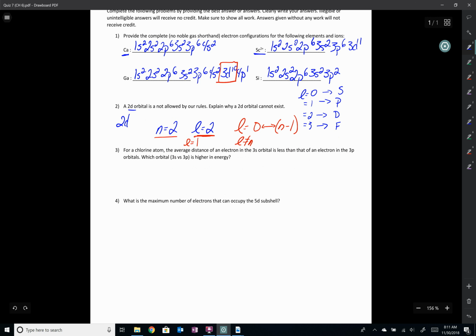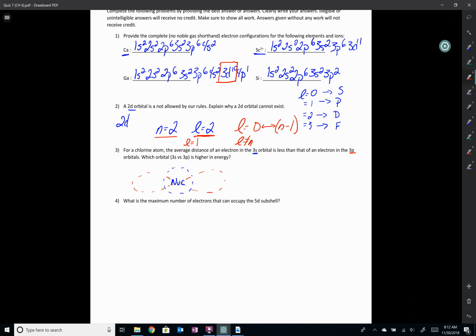All right, question 3. For a chlorine atom, the average distance of an electron in the 3s orbital is less than that of an electron for a 3p orbital. Okay, so we've got our nucleus, and let's say a 3s orbital, and then we've got our 3p orbital. Remember, p orbitals are more commonly referred to as dumbbells. S orbitals are spherical, p orbitals are these twin-lobed looking shapes.